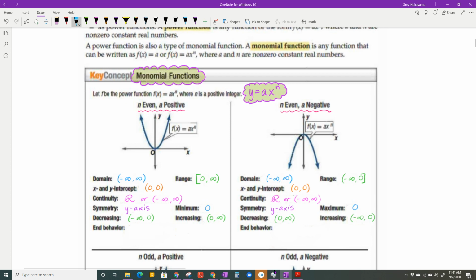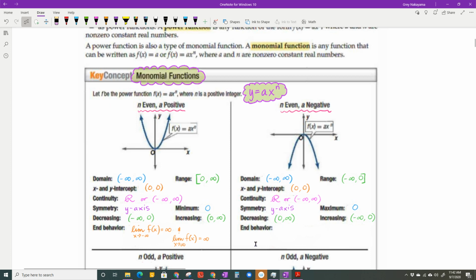End behavior. We have a left arrow and we have a right arrow. The left arrow says as x approaches negative infinity, what is my arrow doing? It's going up to positive infinity. And then what's the right arrow doing? Because that's what it says when it says x is approaching infinity. That one is going to positive infinity as well. So on your even functions, these two are the same.